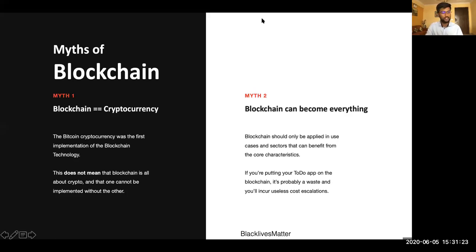I understand. The thing is going on for Black Lives Matter, but let's please not annotate in the presentation. I have to stop this.